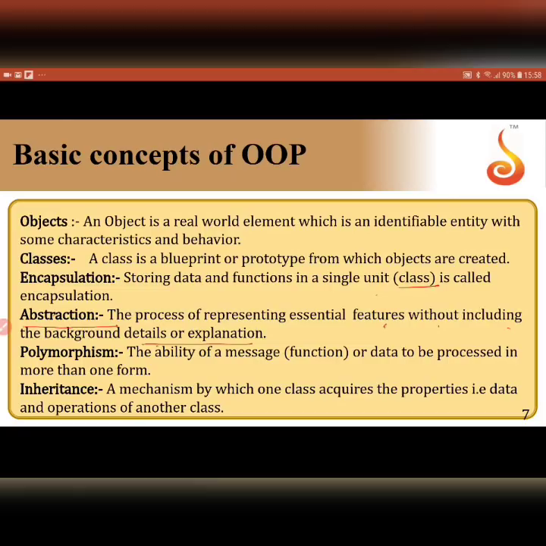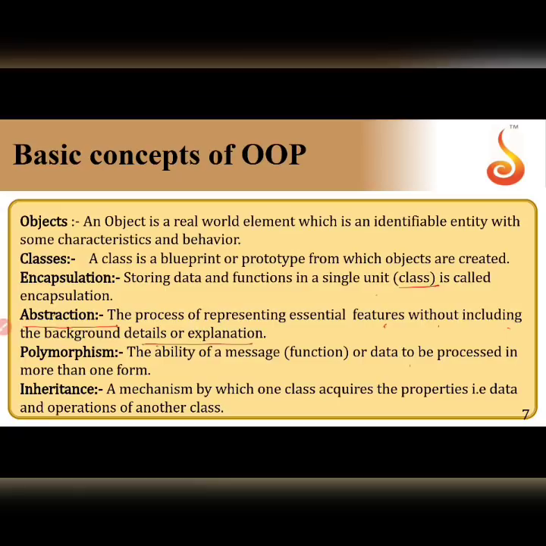So polymorphism, I'll give you a generic example as well as I'll show you how it exactly works in an actual program. The ability of a message or a function or data to be processed in more than one form, that is poly, having many forms. So polymorphism is an ability of a message or a function or data to be processed in more than one form.